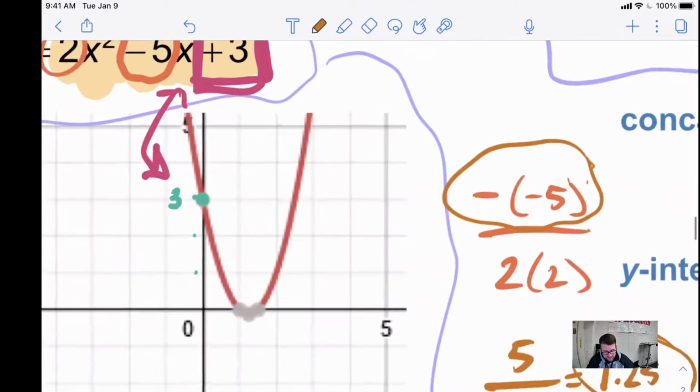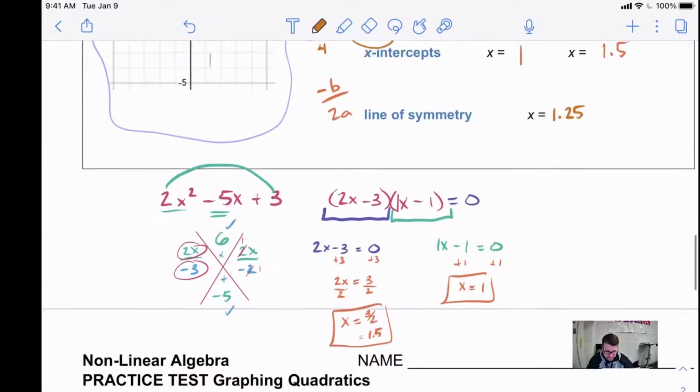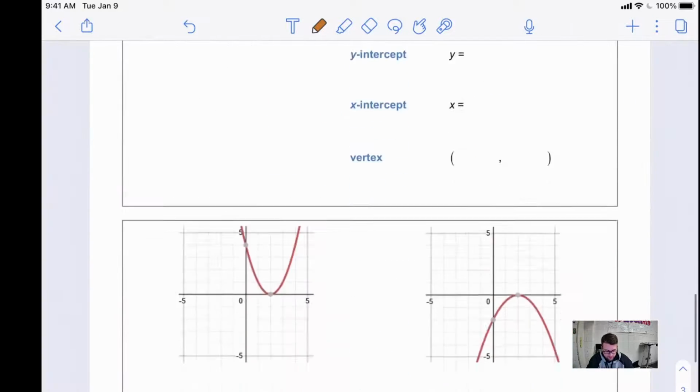And remember, that just means that a little over at 1 1/4 here, if I draw my vertical line, I should go right through my vertex, and it looks like I surely do right there. So it feels like we did this correct. Great. I think we got one more problem here.